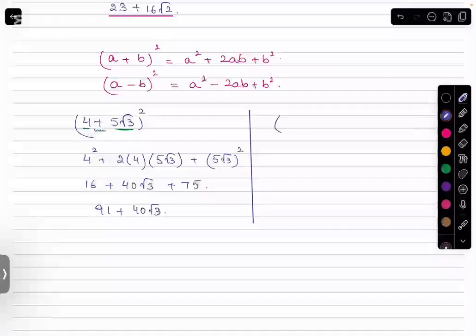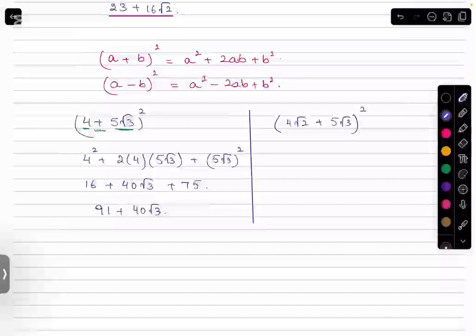What if I give you, let's say, 4 root 2 plus 5 root 3 the whole squared. Should I again apply the identity a square plus 2ab plus b square? Yes. चलो जल्दी से अब सॉल्व करें और मुझे आंसर बताएं. What should I write for the first term? 4 root 2 whole square. Okay, what is 4 root 2 whole square?